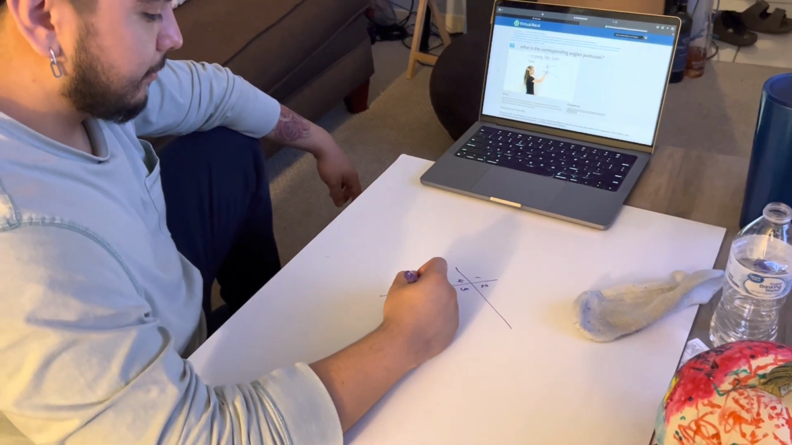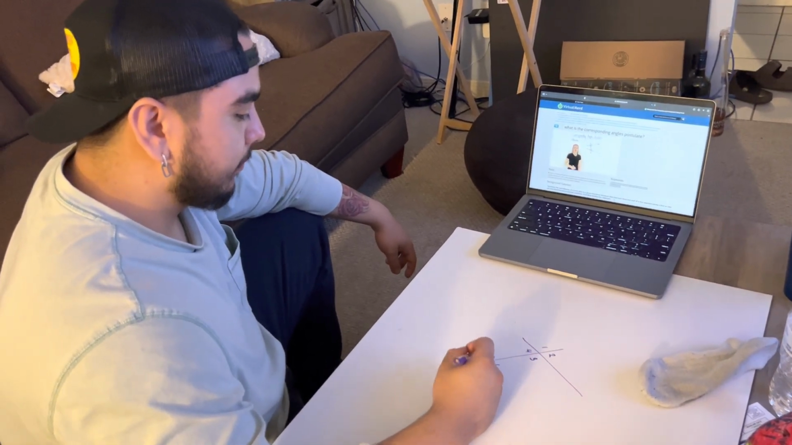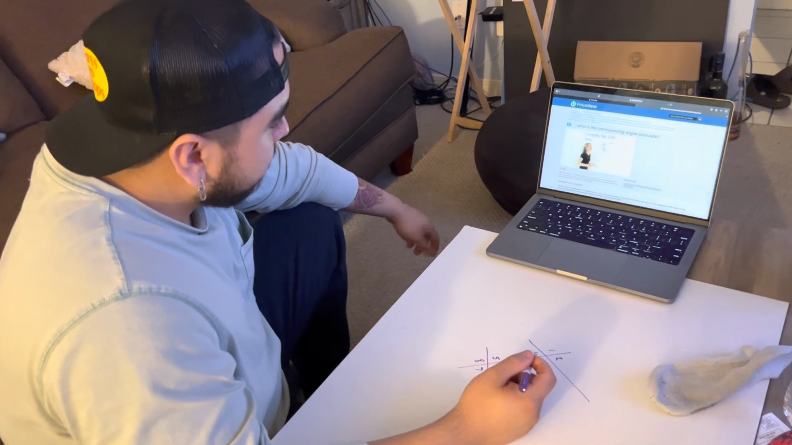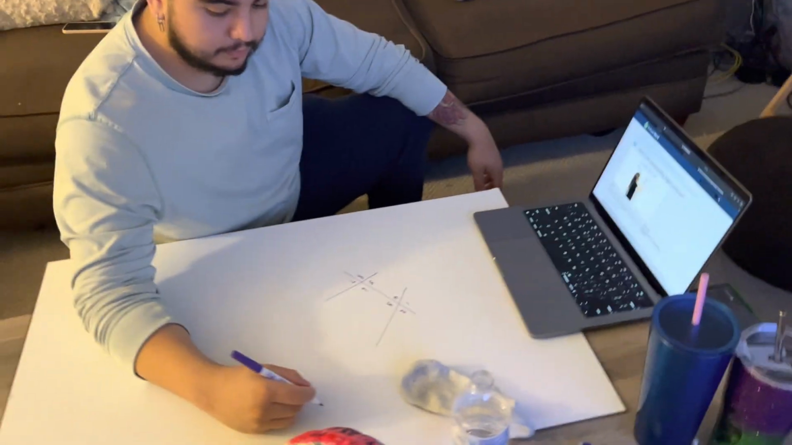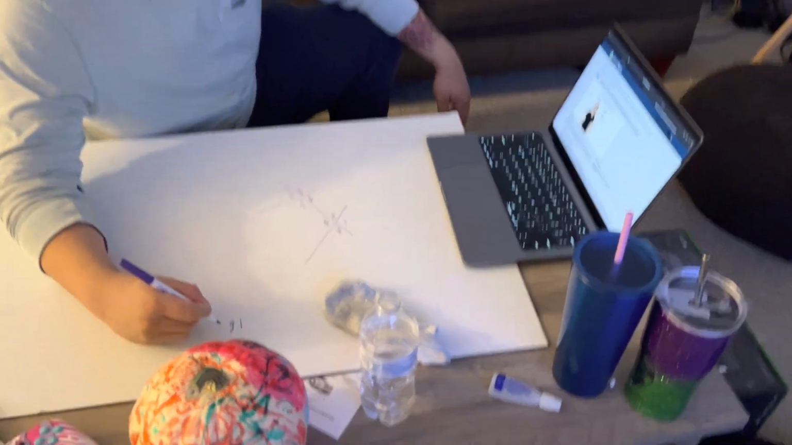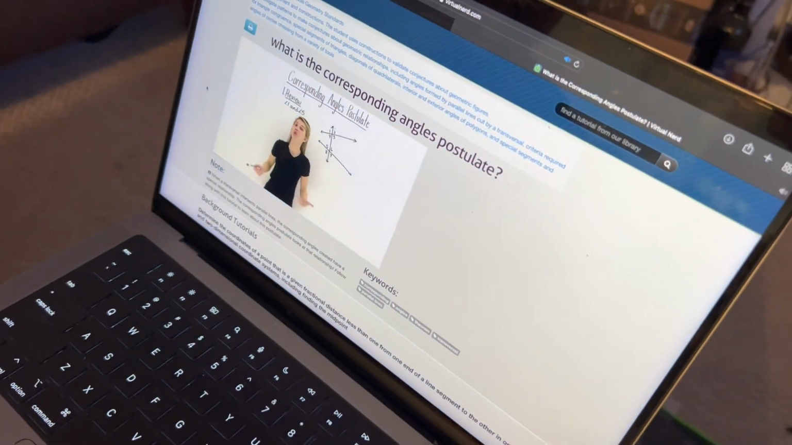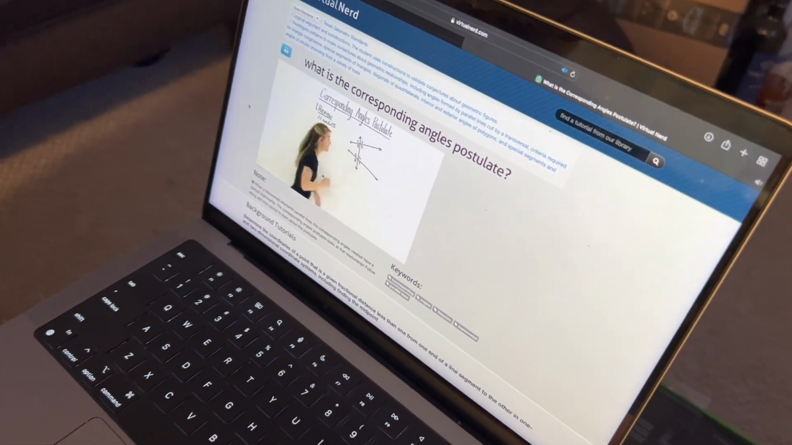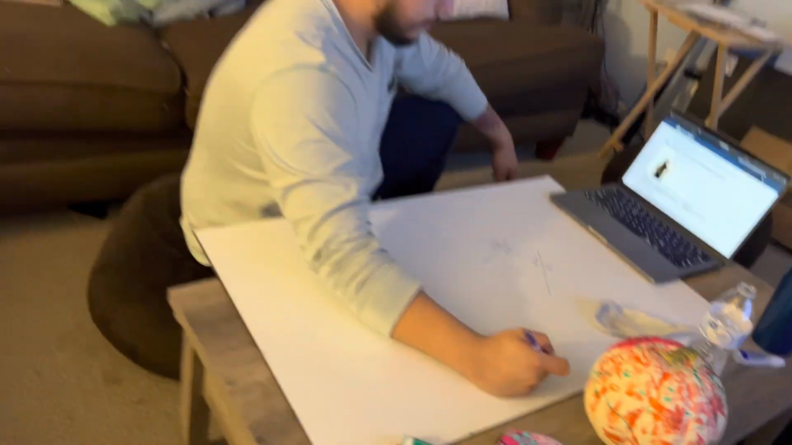Take a look at angle 5. It's to the left of the transversal and on top of this line. That means angle 1 and angle 5 are corresponding angles. So we can go ahead and write that. Take a look at angle 2. Angle 2 is on the right side of the transversal and on top. Well, angle 6 is also on the right side and on top. That means we can say that angle 2 and angle 6 are corresponding angles.